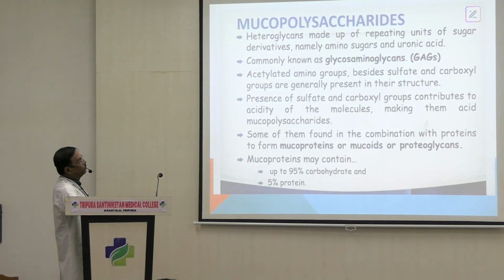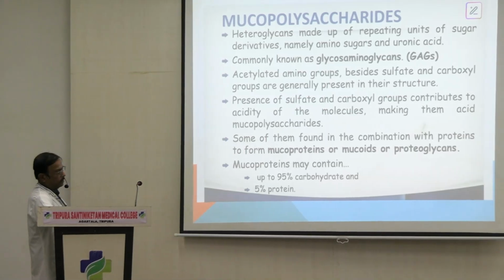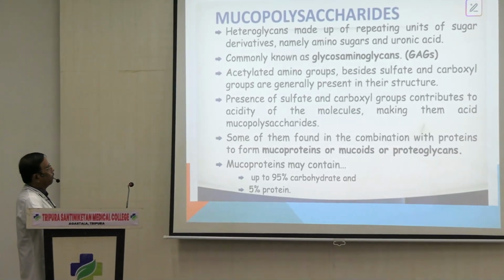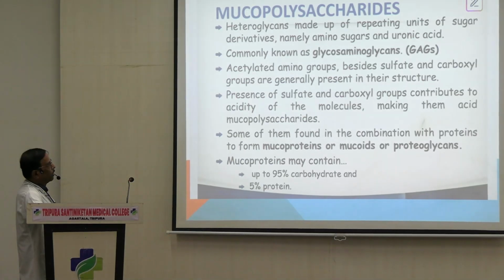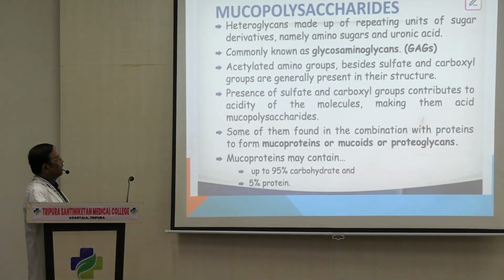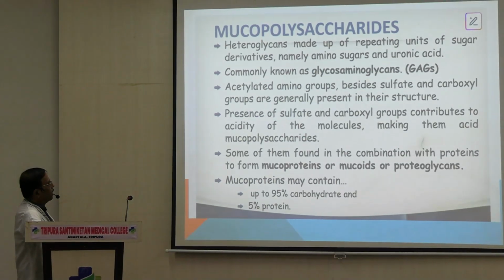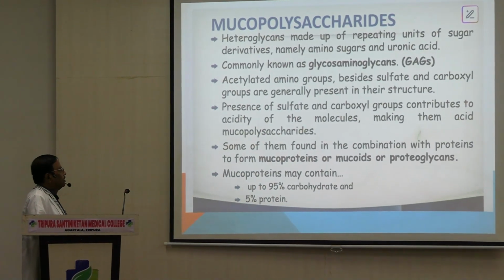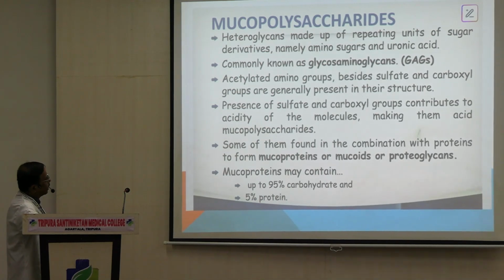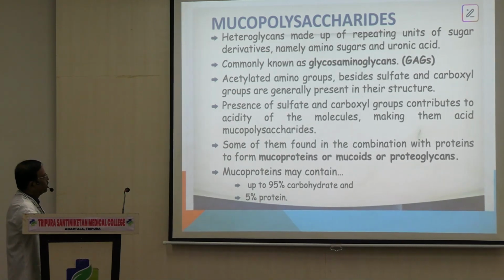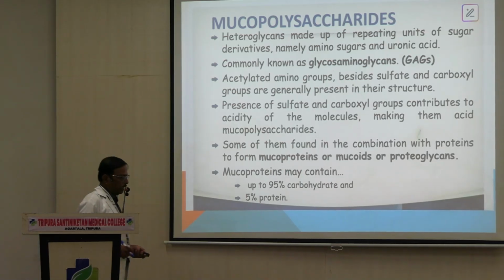Heteroglycans are made up of repeating units of sugar derivatives, namely amino sugars and uronic acid, commonly known as glycosaminoglycans. Acetylated amino groups besides sulfate and carboxyl groups are generally present in their structure. The presence of sulfate and carboxyl groups contributes to the acidity of the molecule, making them acid mucopolysaccharides.